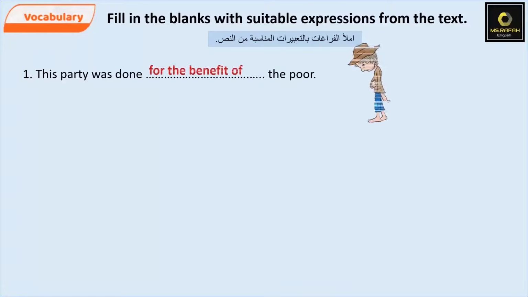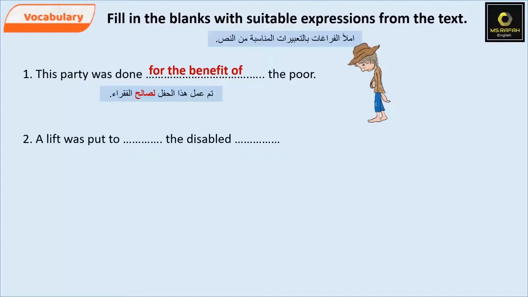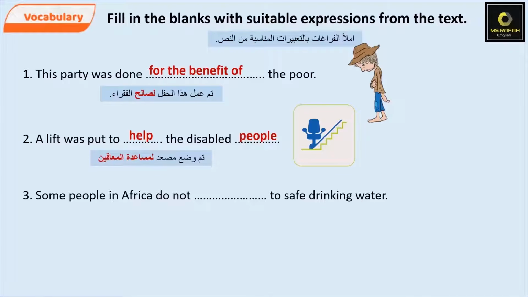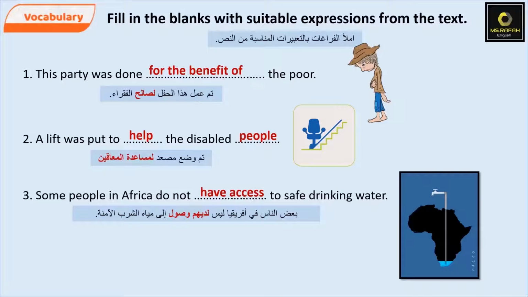Fill in the blanks with suitable expressions from the text. This party was done for the benefit of the poor. A lift was put to help the disabled people. Some people in Africa do not have access to safe drinking water.